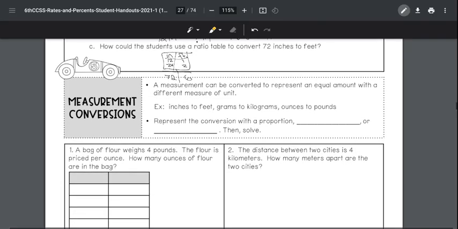A measurement can be converted to present an equal amount with a different measure of unit. Example, inches to feet, grams to kilograms, ounces to pounds. Represent the conversion with a proportion, a unit rate, or a ratio table.